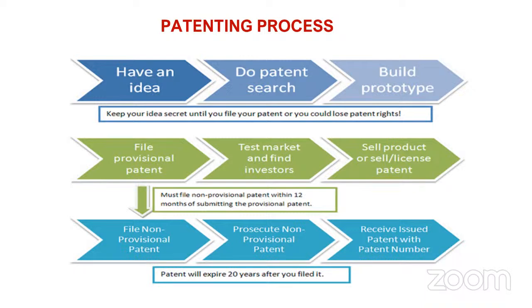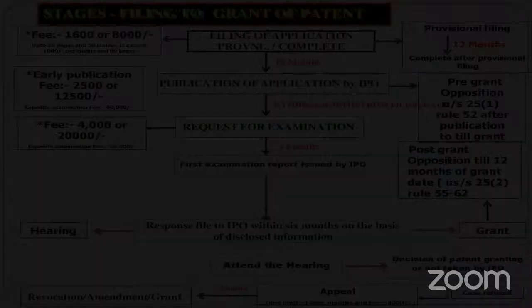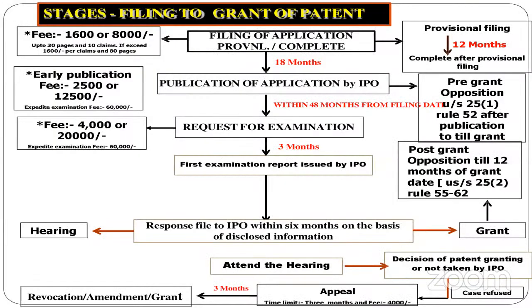Prosecute the complete application, and after that you receive the issued letter or an issued patent with a particular patent number. In India, the patent will expire 20 years after you file it, and in the US, EP, and most of the world's jurisdictions, the patent has a lifetime of 20 years. So this is the stage from first filing to the last granting.